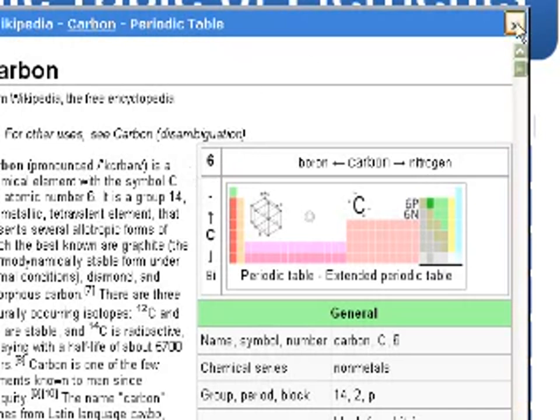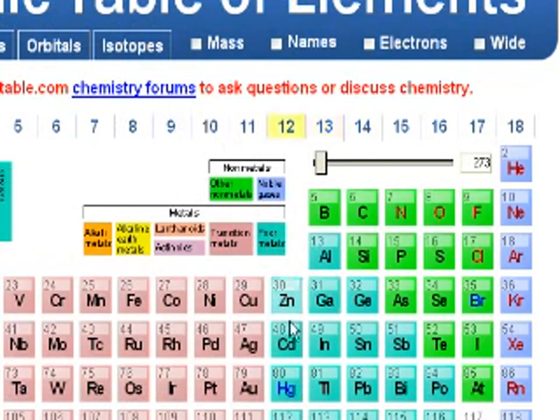So why is this useful? So we can say, if we have, I don't know, what is this? Gallium. If I have a mole of gallium, right?